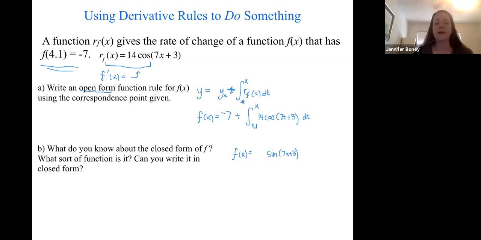Sine of 7x plus 3, derivative would be cosine of 7x plus 3 times 7. Well, that's not what I want. I want 14. So guess what I'm going to do? I'm going to throw in an extra 2, which would just carry through. That times 7, I end up precisely with this. One problem though, this isn't exactly what we want. If you can think about why not.